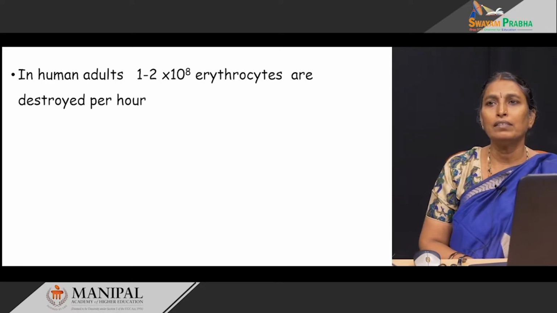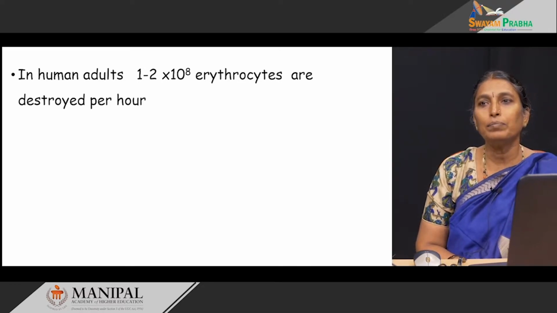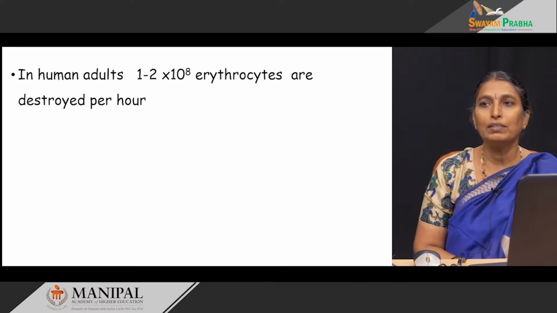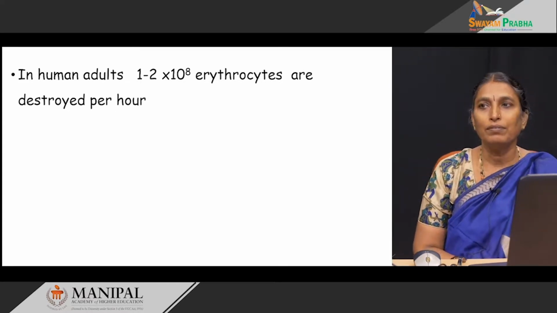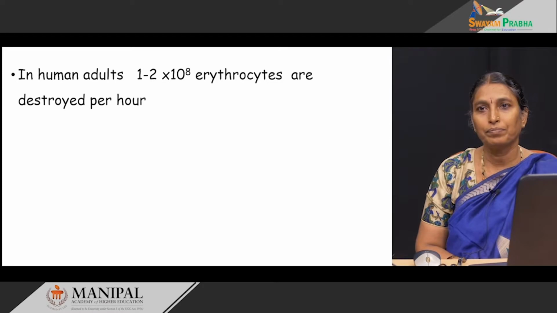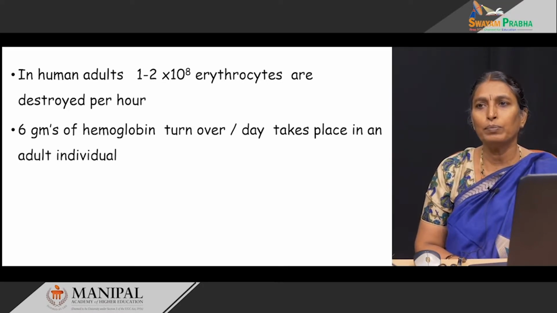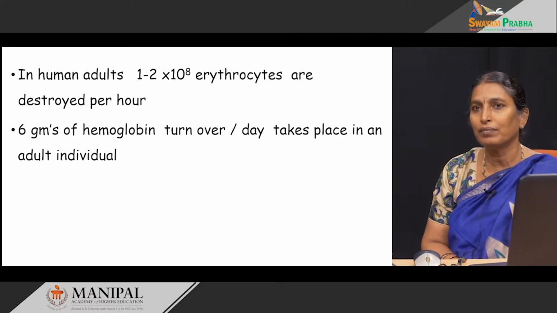In human adults, 1 to 2 × 10^8 erythrocytes are destroyed per hour. Of these, 85% are old RBCs and nearly 10 to 15% are defective newly formed erythrocytes. Approximately 6 grams of hemoglobin turnover per day takes place in an adult individual.